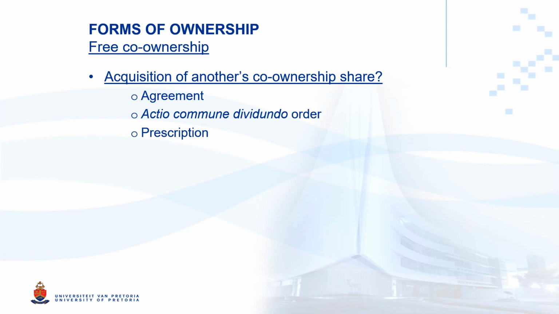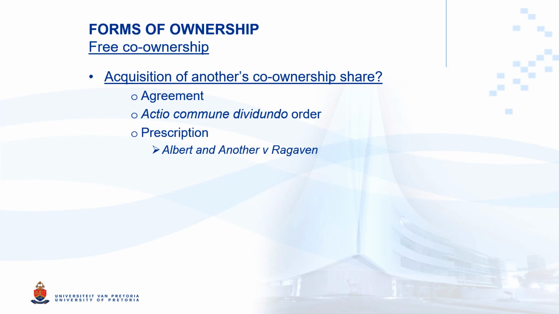Acquisition of another's co-ownership shares is also possible by way of prescription. Now, prescription is a mode of acquisition of rights, and acquisition of co-ownership shares is in effect acquisition of ownership rights in property. The case of Albert and Another versus Ragavan indicated that it is possible for a co-owner to acquire another co-owner's co-ownership shares if the acquiring co-owner can prove the requirements for prescription, or if that co-owner can establish that prescription has taken place.